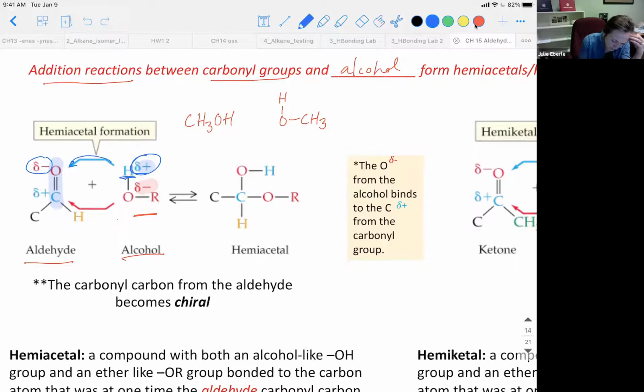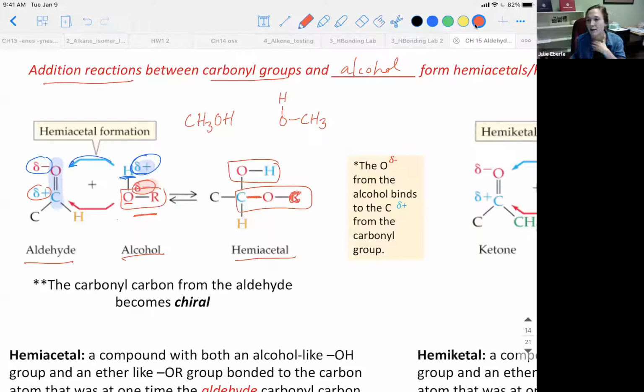And then the partial negative on the oxygen from the alcohol, I'm going to do this in red now, it sees the partial positive on the carbonyl carbon. And literally this whole group is just going to bond to that carbon. So what we actually have, if this is another carbon right here, we have an ether group and we have an alcohol group. You'll see that? An ether group and an alcohol group, all on one molecule. So this looks pretty complex, but this is what we call a hemiacetal or a hemiacetal. People say it both ways.